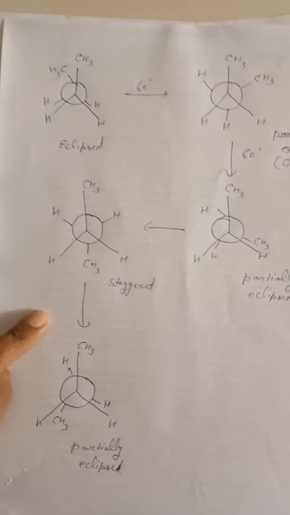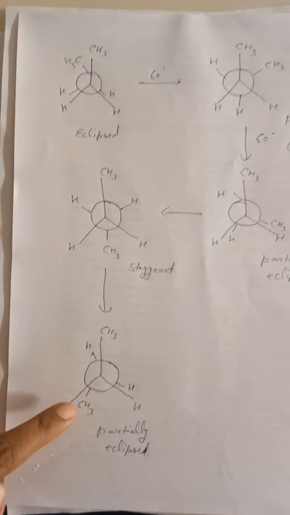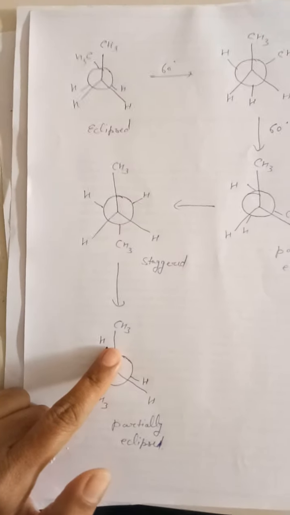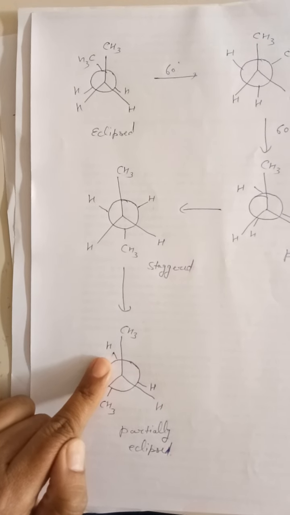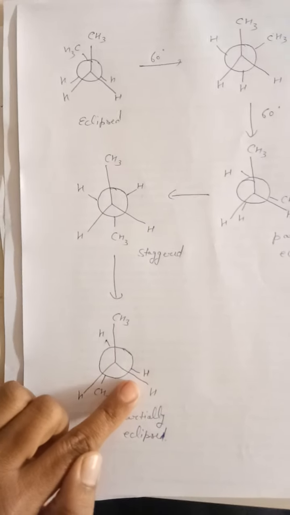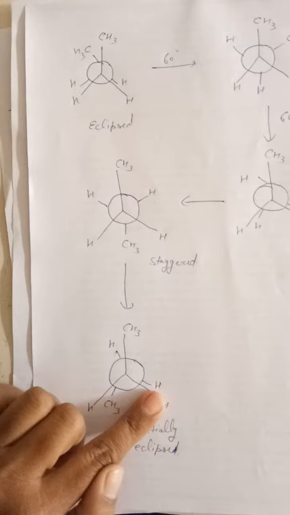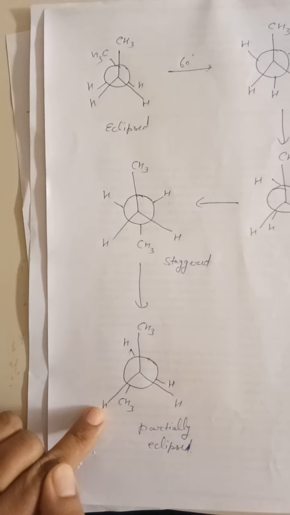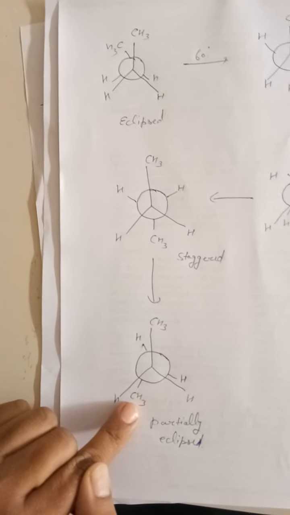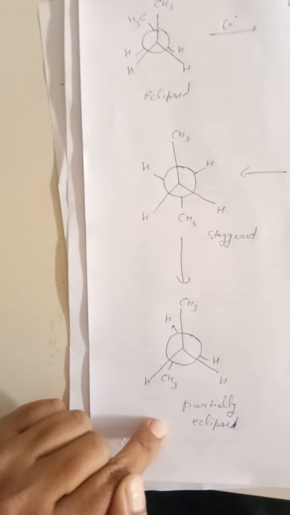Next, again we rotate by 60 degrees and we will get the conformation in which the methyl group on the front carbon is eclipsing hydrogen, or covering the back carbon hydrogen. In this case, hydrogen is covering the hydrogen on the back carbon, but in this case hydrogen is covering the methyl of the back carbon. So this will not completely cover the back carbon, so this will be a partially eclipsed conformation.